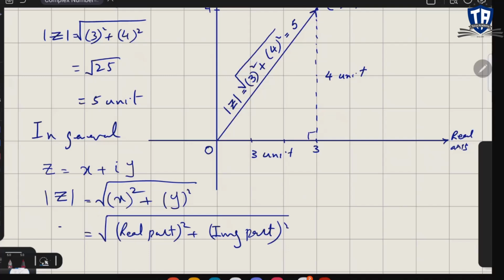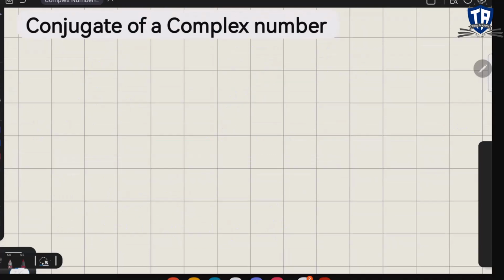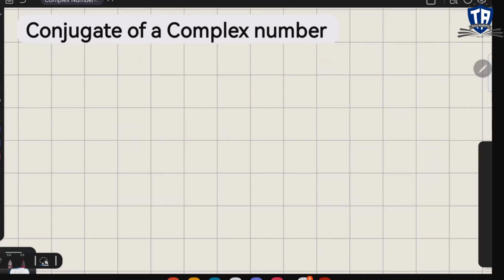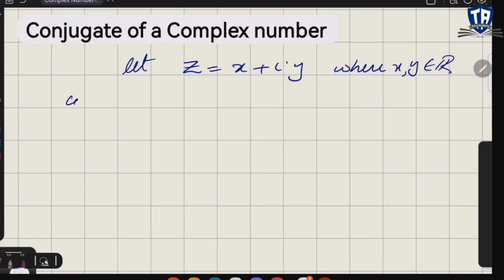This gives the magnitude of a complex number. Okay, next concept is the conjugate of a complex number. The conjugate of a complex number is obtained by changing the sign of the imaginary part. Just like this, if z is a complex number x plus iota y, where x and y belong to real numbers, and we need to find the conjugate.